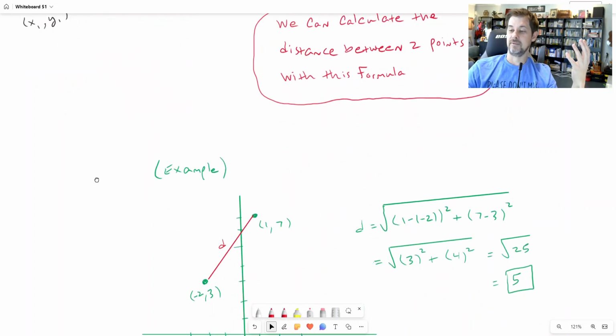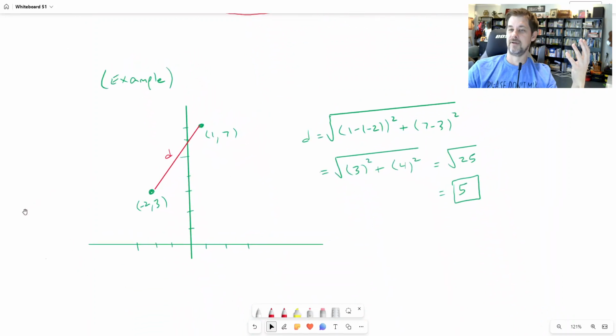To give an example, here we go. Here's an example. How far apart is this point, -2 to the left, 3 up, and this other point, 1 to the right, 7 up? Okay, well, that formula I just gave you said, okay, you take this x coordinate minus that one, so that'd be 1 minus -2, and you square the result of that, and then plus this y coordinate minus that one, that'd be 7 minus 3, and you square that result.